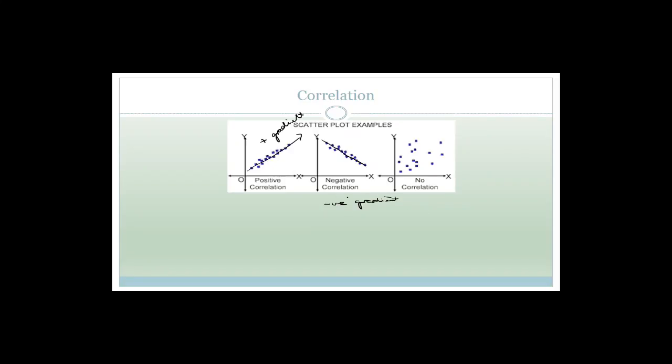So it doesn't mean that there's no correlation if it's a negative correlation. All that it means is that it has a negative gradient. And finding no correlation, if you can't draw a best fit line, if it looks like this, then there is no correlation between the data.